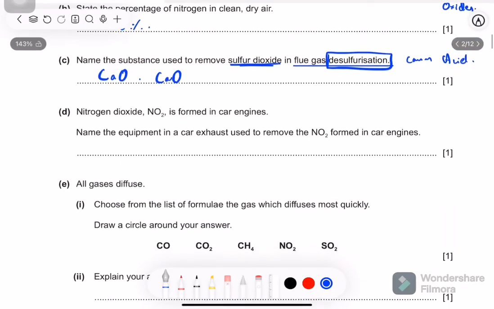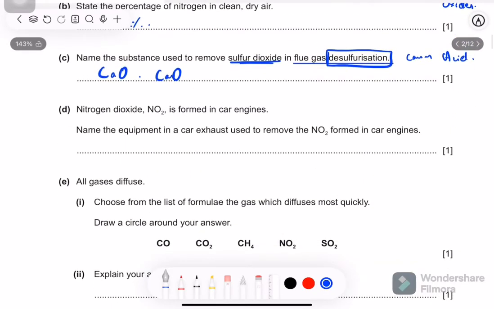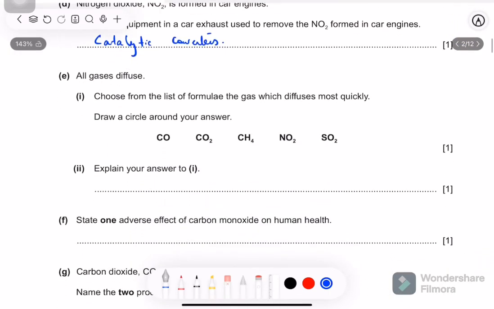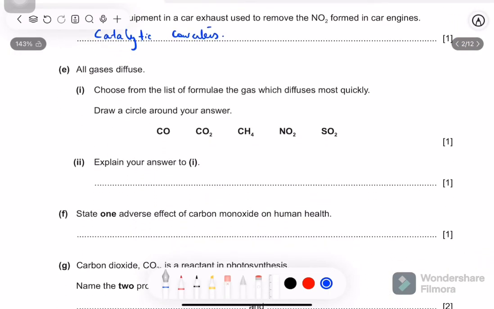Next, nitrogen dioxide is formed in car engines. Name the equipment in a car exhaust used to remove the nitrogen dioxide formed in car engines. Now we know what this is: catalytic converters. Pretty straightforward.